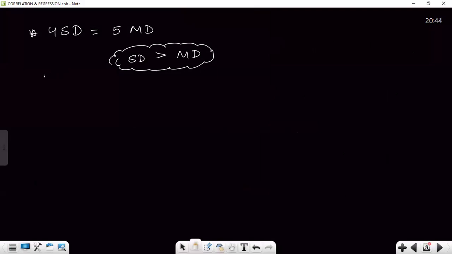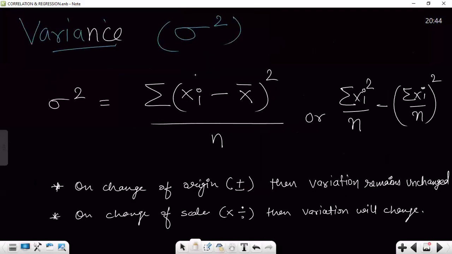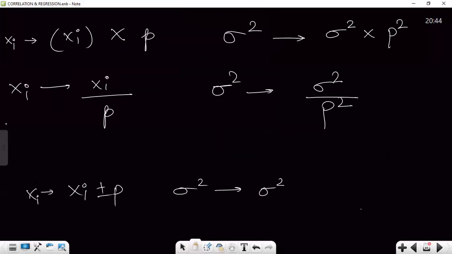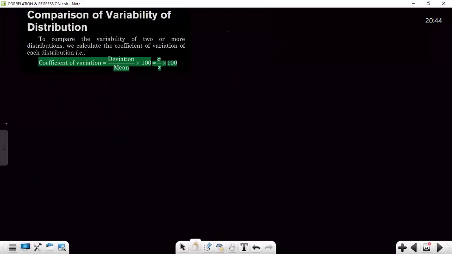We have seen the relationship between standard deviation and mean deviation. Variance is simply the square of the standard deviation. It is found by the same formula, just remove the square root. So on change of origin it does not change; on change of scale it changes. This is how it changes.